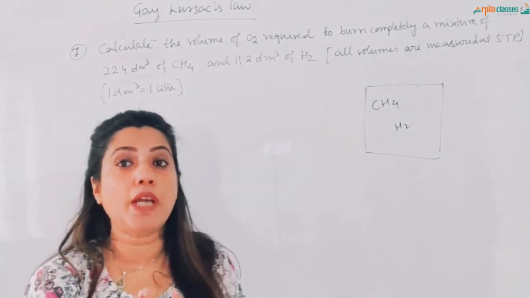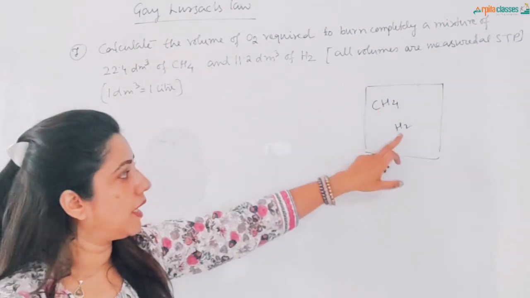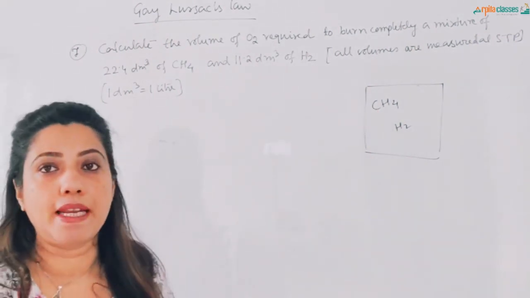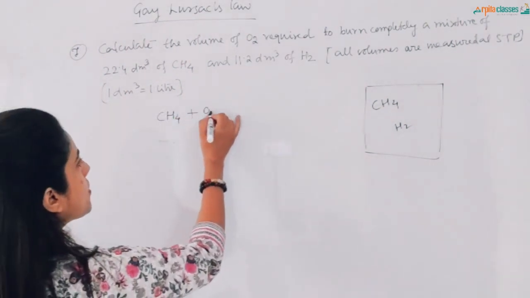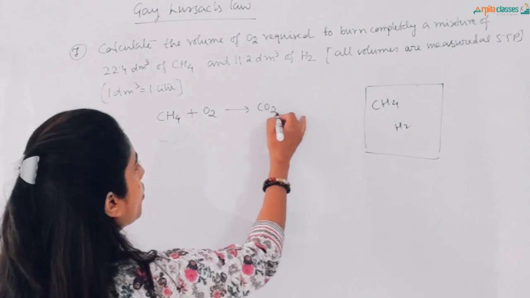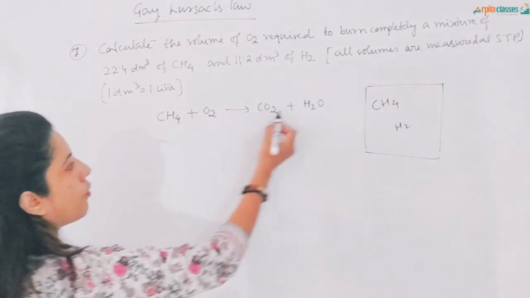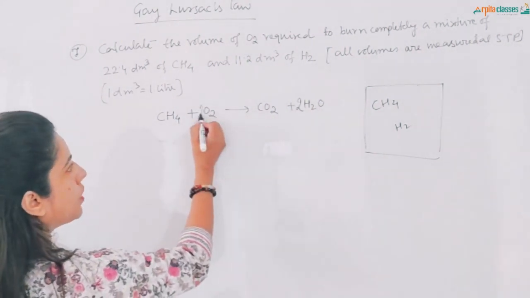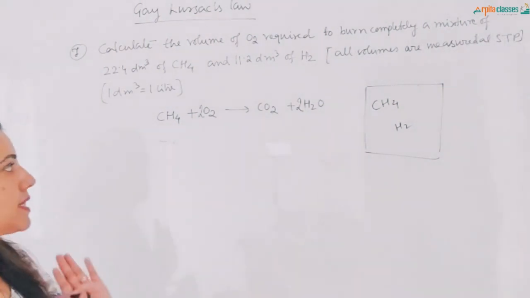That means there will be 2 reactions now. One is methane plus oxygen, and another one will be hydrogen plus oxygen. So let us write down the 2 balanced chemical equations. First reaction I am writing with methane plus oxygen, and the product will be CO2 plus H2O. Let us balance this chemical equation. This is 4 hydrogen, so this is 4 hydrogen, 2 plus 2, 4 oxygen, so this is 2 O2. So the reaction is balanced now.